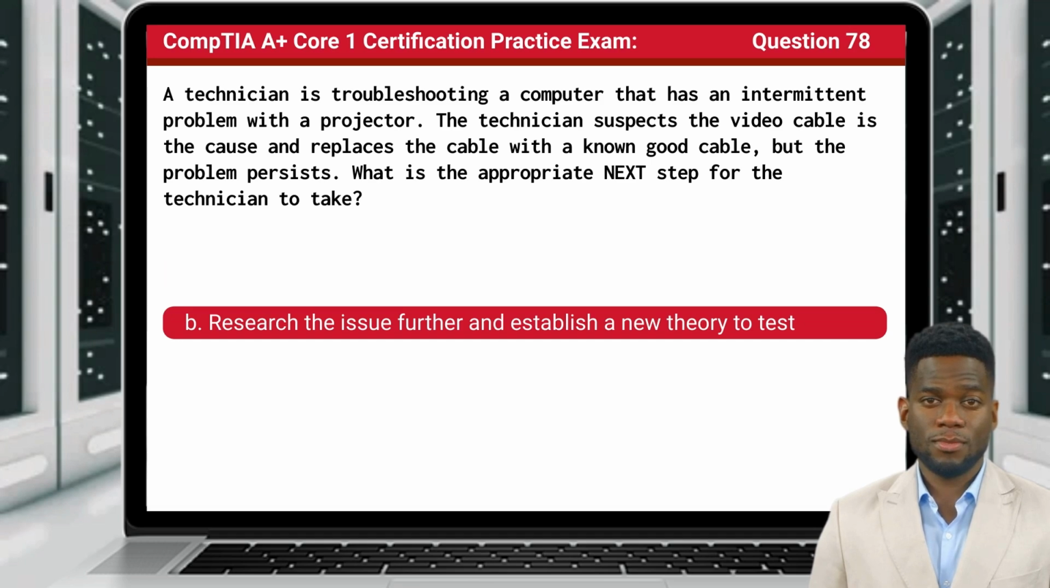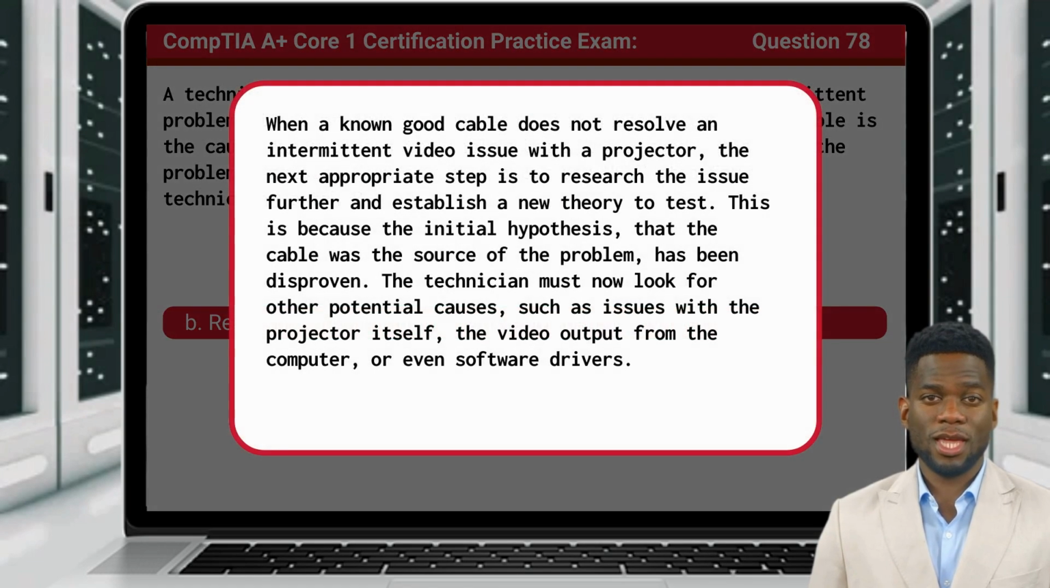The answer is B. Research the issue further and establish a new theory to test. When a known good cable does not resolve an intermittent video issue with a projector, the next appropriate step is to research the issue further and establish a new theory to test. This is because the initial hypothesis, that the cable was the source of the problem, has been disproven. The technician must now look for other potential causes, such as issues with the projector itself, the video output from the computer, or even software drivers.